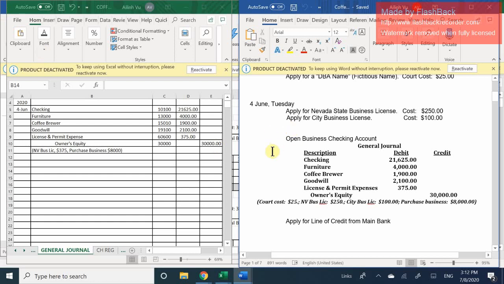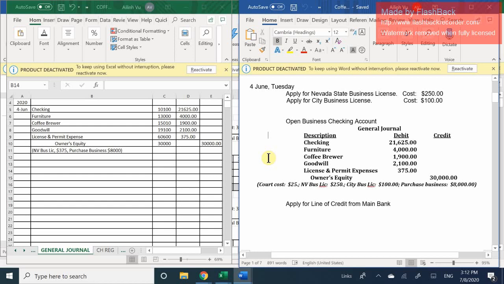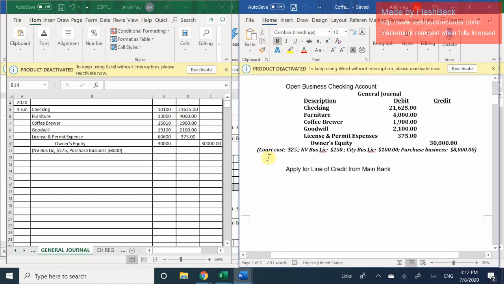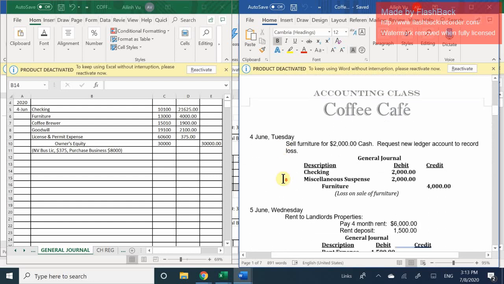All right, so we finally successfully finished our first journal entry into Coffee Cafe. So let's go ahead and continue reading on forward. The next thing that happened on the same day is we applied for a line of credit at the main bank. Is there anything we can do? Do we need to record this transaction? No. Not yet. Okay, good. We only applied. We don't know how much we got approved. We don't have any information.